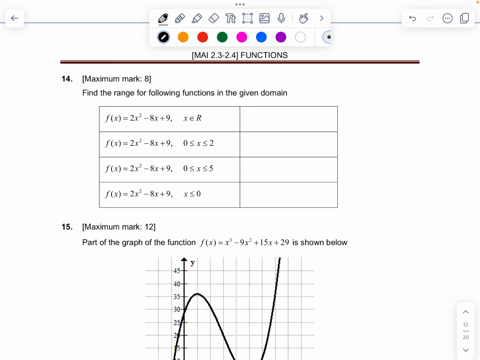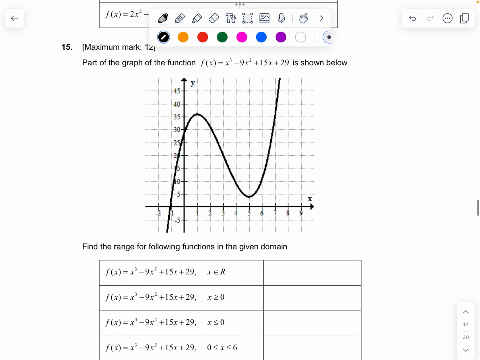Question number 14. Find the range. So from the graph, when you draw the graph from the GDC, you can see that all the values are greater than or equal to 1. And for this one, the values of the graph are lying between 1 to 9. And draw the graphs using the GDC, and you can see that the y values are lying between 1 to 19. And for this, y values are greater than or equal to 9.